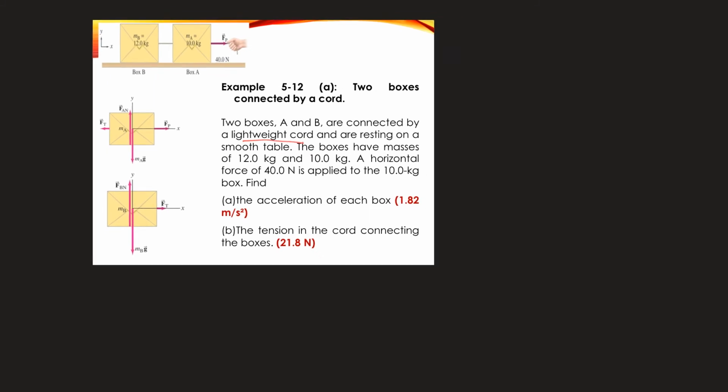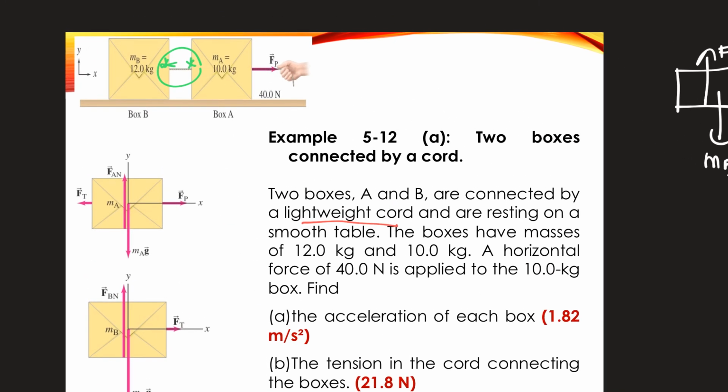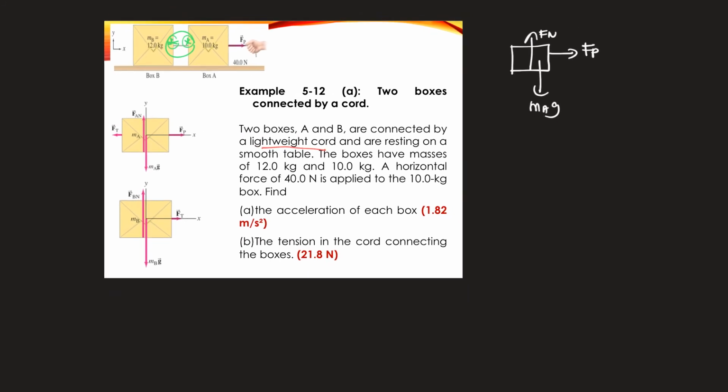When it comes to this kind of question, definitely the FBD is very important. So we are going to draw for object A first. You have the pull force, then definitely the normal force and the gravitational force. Then you attach the cord, which is a lightweight cord, so the tensional force on this side and on this side are going to be the same value. Make sure that you put FT here also. This is object A.